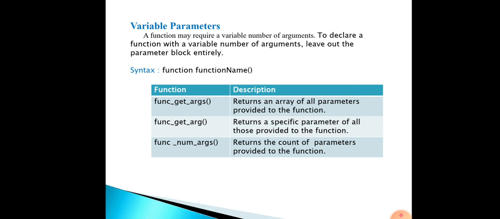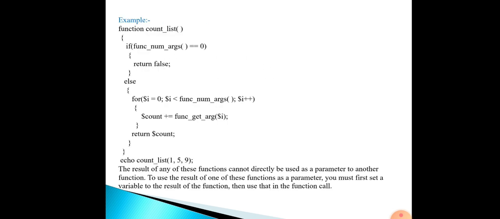Now we see those functions. First one is func_get_args. It returns an array of all parameters provided to the function. func_get_arg returns a specific parameter of all those provided to the function. And func_num_args returns the count of parameters provided to the function.